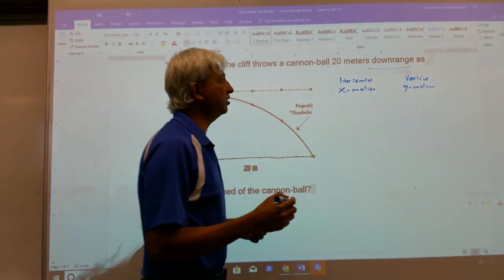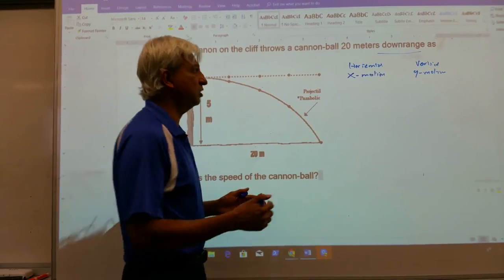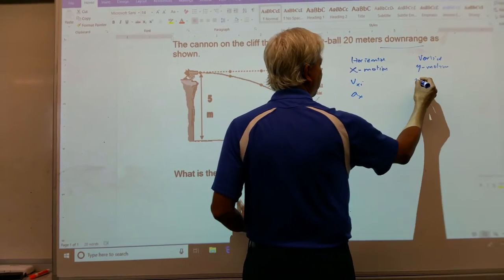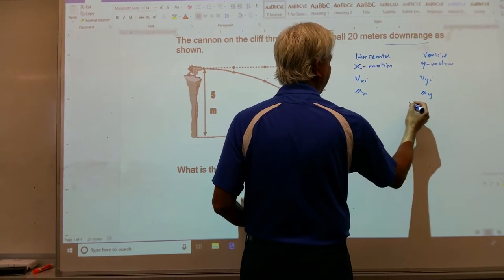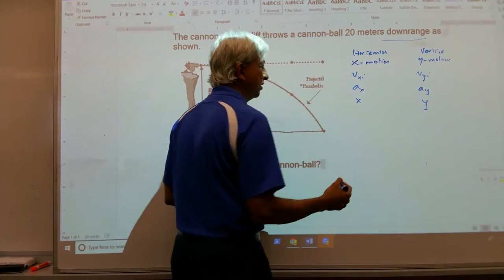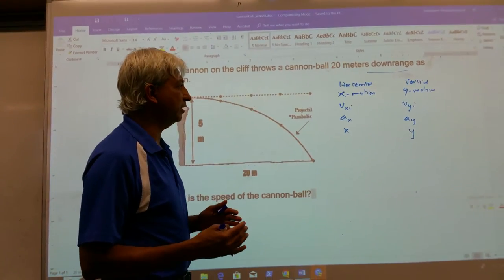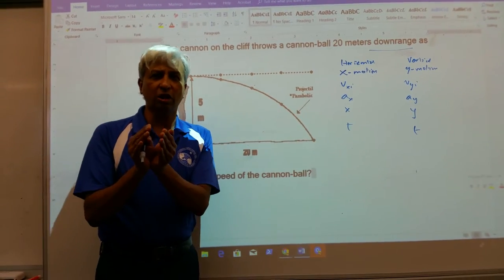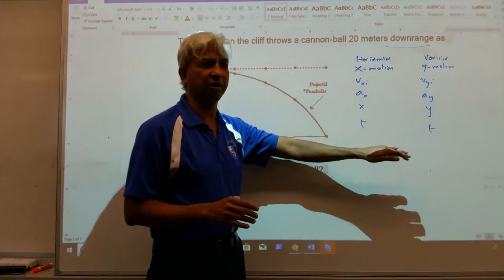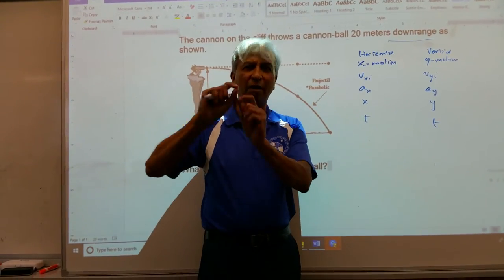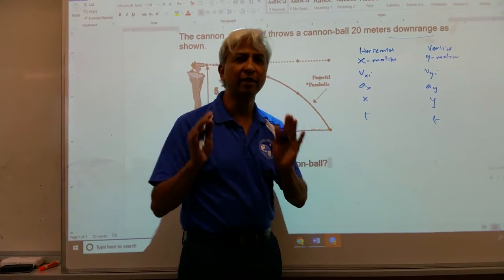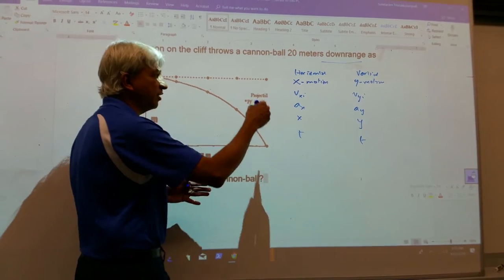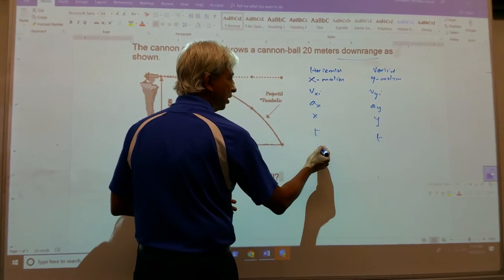This may be an ideal place to develop the terminologies like VXI, AX, and VYI, AY, and X and Y, and see the fact that the T seems to be common in both of them. And that is the important thing that you need to lock onto, is that the T for the X motion and T for the Y motion is the same, because the object is in the same position irrespective of whether X or Y. So that is some understanding they need to get. And none of the other ones are the same except that one.